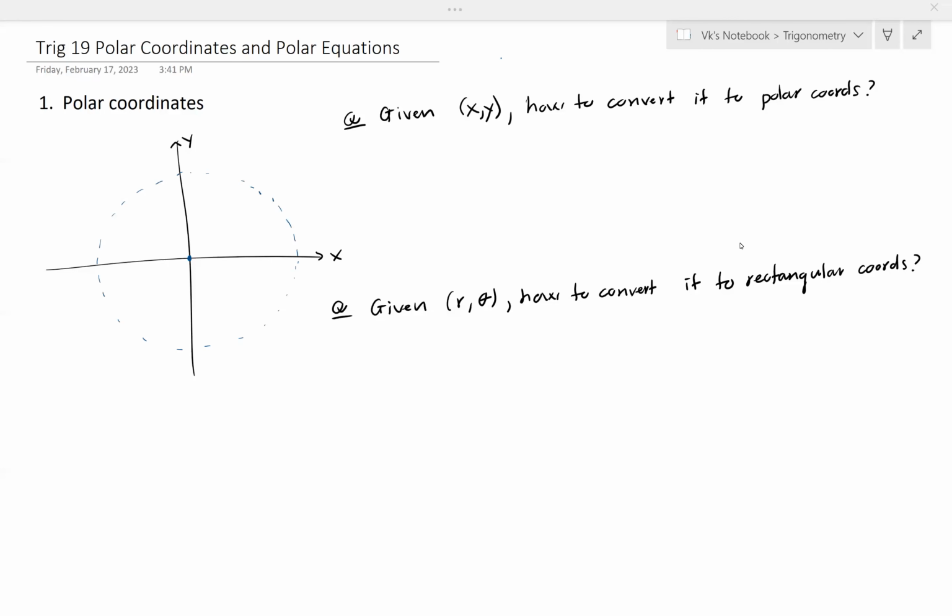Hi everyone, welcome to trigonometry. Today we explore lesson 19, polar coordinates and polar equations. Number 1, polar coordinates.